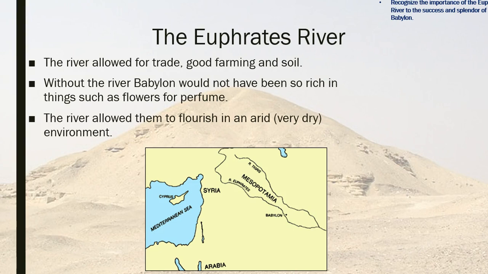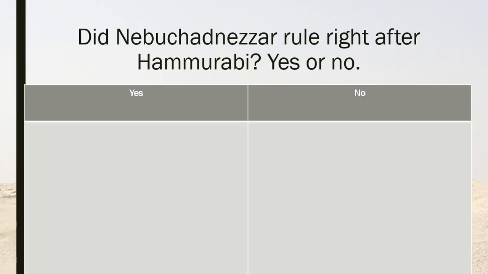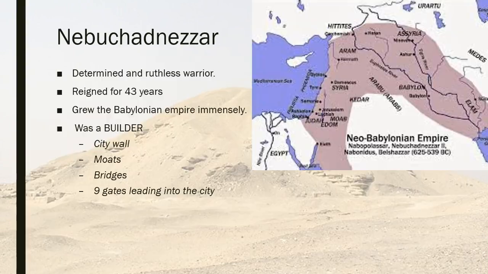But again, just going back to what we said earlier, did Nebuchadnezzar rule right after Hammurabi? The answer is no. It was about 1,000 years, so we're doing a major time jump. But when Nebuchadnezzar did come on the scene, he was a very determined and ruthless warrior. I mean, he was known for fighting to expand his empire, because here you can see the empire has grown quite a bit. So he fought to expand the empire.